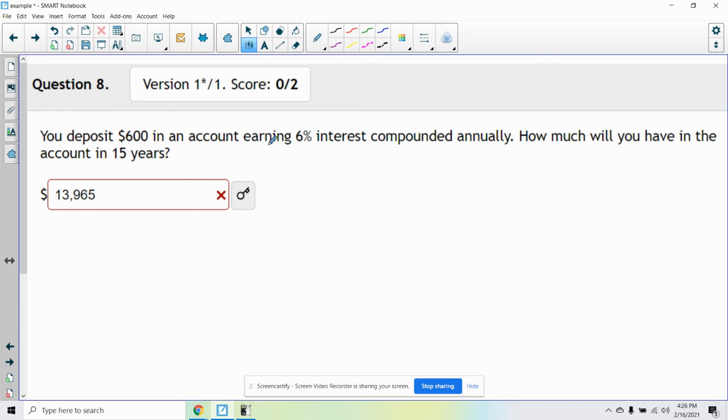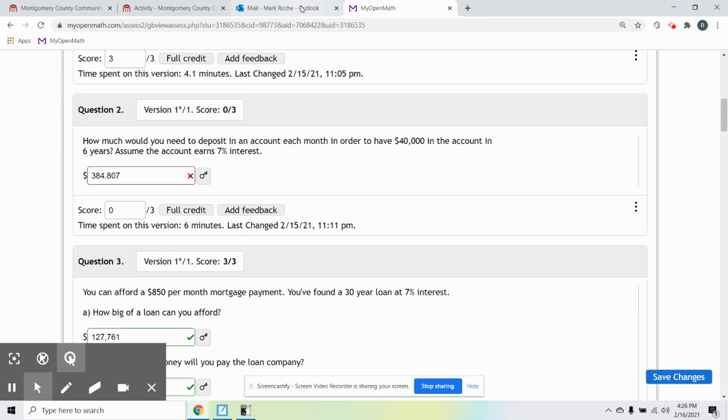The only other one I think you had an issue with was, it says you deposit $600 in an account earning 6% interest compounded annually. This is one deposit. We deposited one time. That's going to be compound interest. That's going to be P sub n, excuse me, equals P sub 0 times 1 plus R over K to the NK power. Let me see if I can find that in your email. And I'll copy that over.